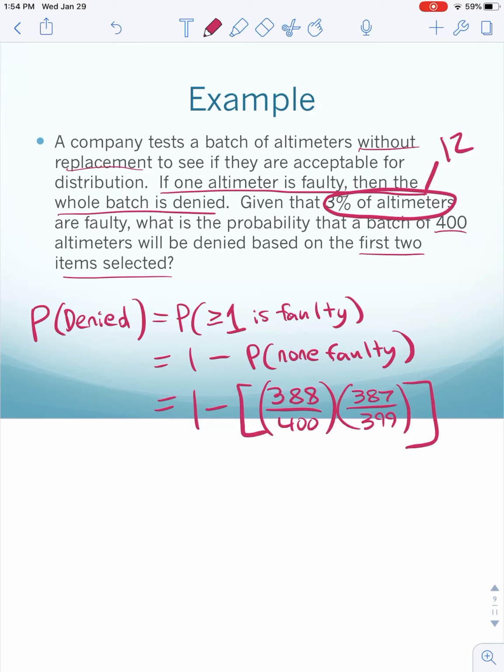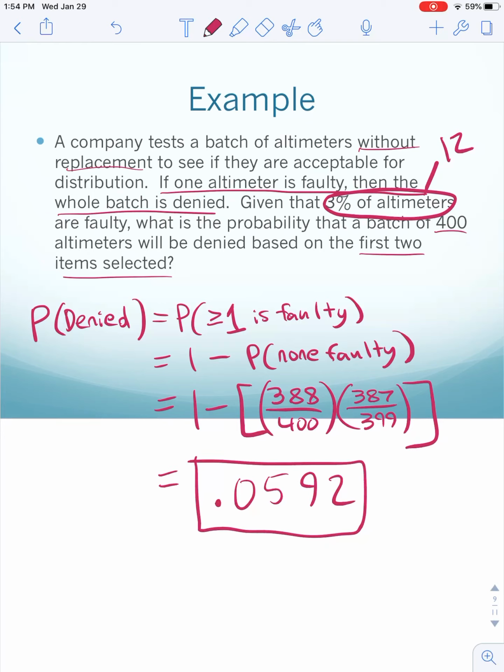These problems aren't long, it's just tricky to actually identify what you're supposed to be doing in each problem. So it's 1 minus, I'm going to do big parentheses, little parentheses, 388 divided by 400. Then another set of parentheses, 387 divided by 399. And I'm getting an answer of 0.0592. So this is the probability that we will be denied. There's about a 6% chance or so that we're going to be denied.